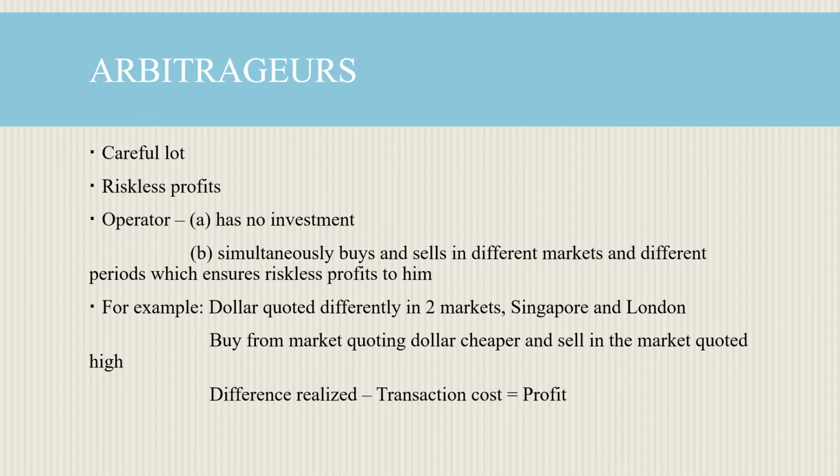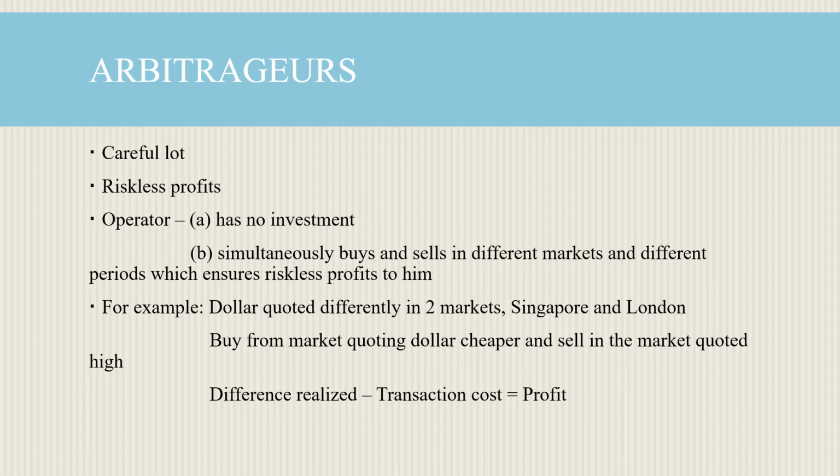So the third one is arbitrageurs. As we saw, speculators are risk takers. Arbitrageurs are a careful lot. They too need profit, but a riskless profit. That is why these people are referred to as a careful lot. In the purest form of arbitraging, the operators have no investment. They simultaneously buy and sell the same currency in different markets and different time periods, which ensures them riskless profit. Okay, we'll see this example.